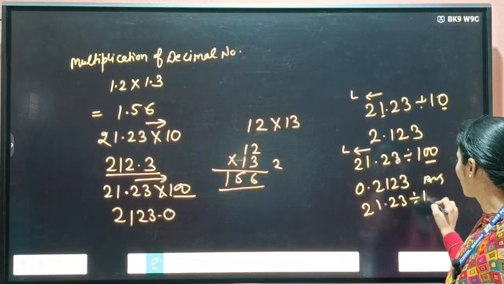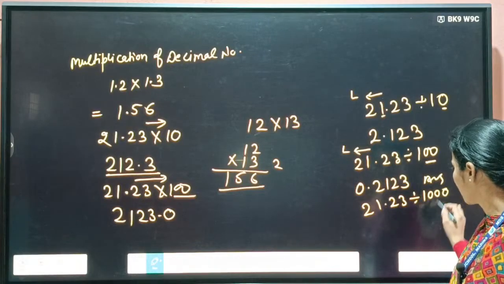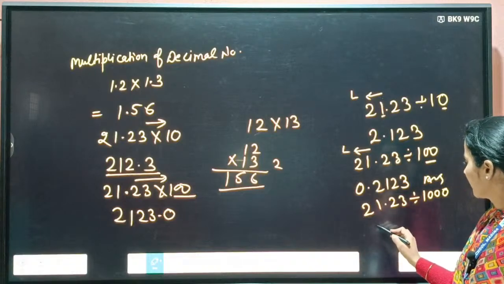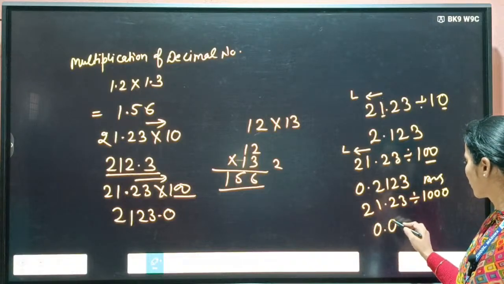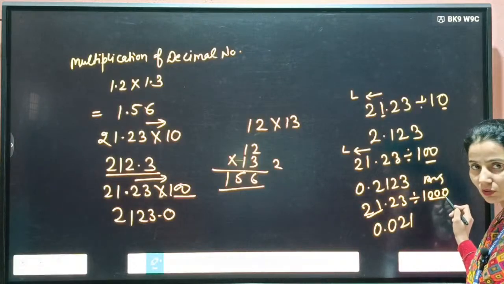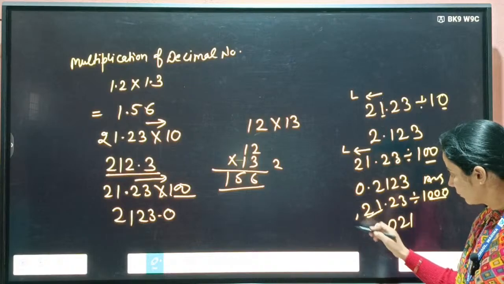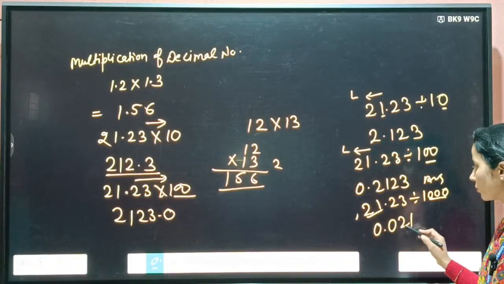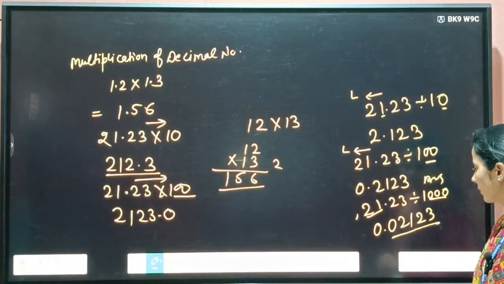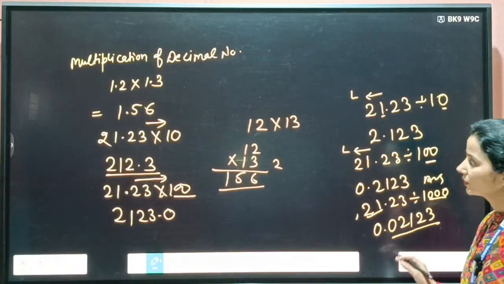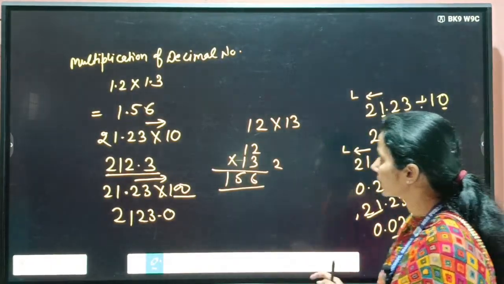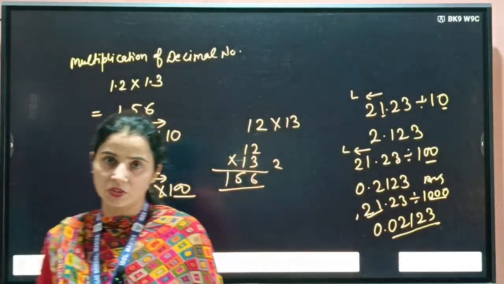And if 21.23 I have to divide by 1000, then the decimal will shift 3 digits towards the left. Only two places are there and there are 3 zeros, so before this we will add 1 zero. It will be 0.02123. Okay, this was the introduction about decimal numbers and fractions.